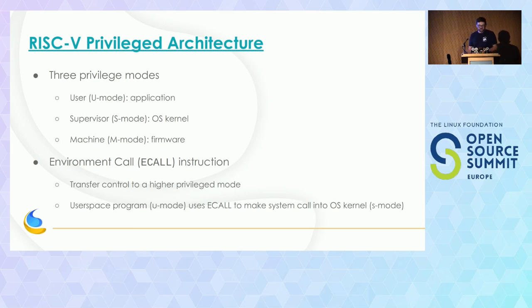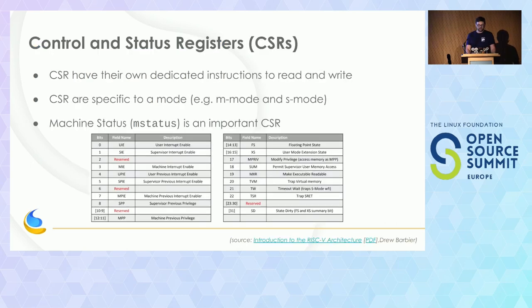And the way we transfer control between these is by using the ecall or environment call. So this allows the user space program to do an ecall to call into the OS kernel, and also the OS kernel can then make an ecall to go into the machine mode firmware.